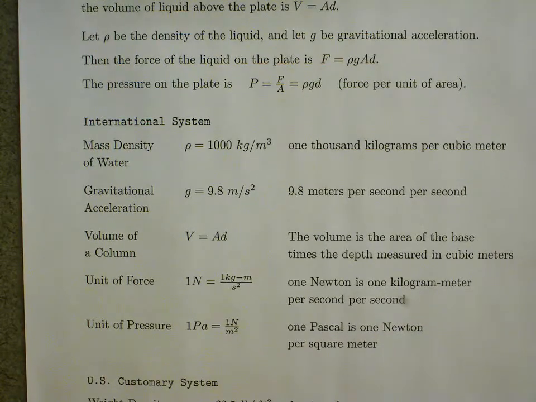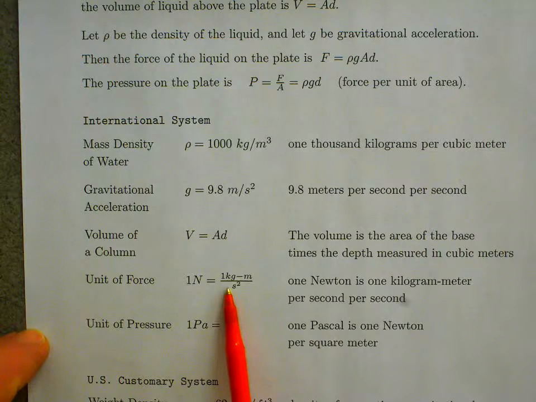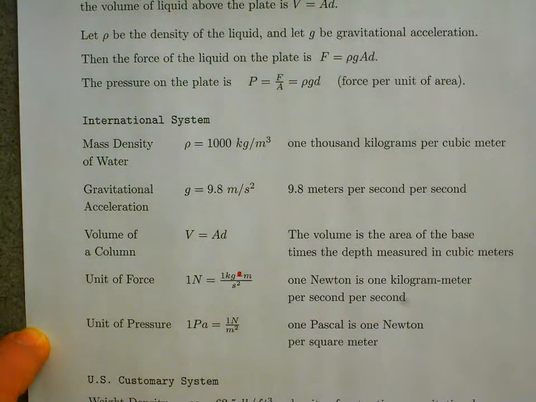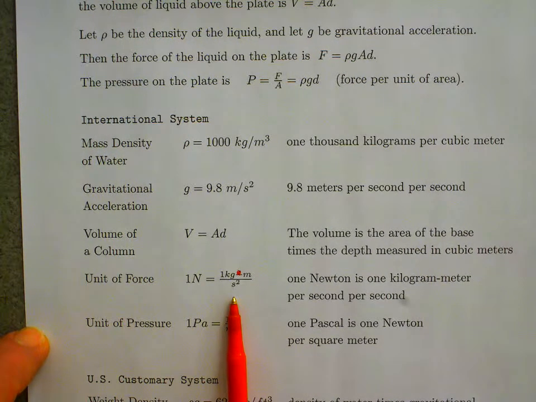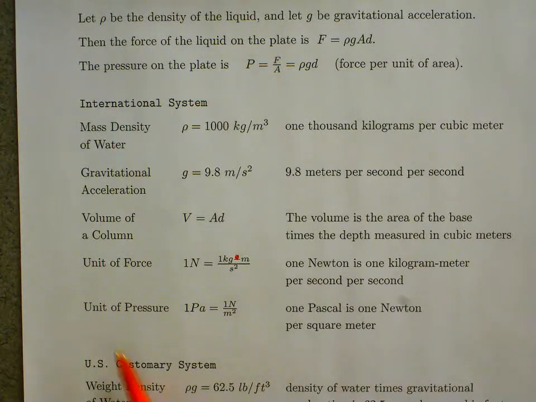Okay, in the international system, the unit of force is 1 Newton. So I have a typographical error. That isn't supposed to be a subtraction. It's a product, the result of multiplying. So it's 1 kilogram meter divided by second squared. So 1 Newton is 1 kilogram meter per second per second. And then a unit of pressure is 1 Pascal, which is 1 Newton per square meter.